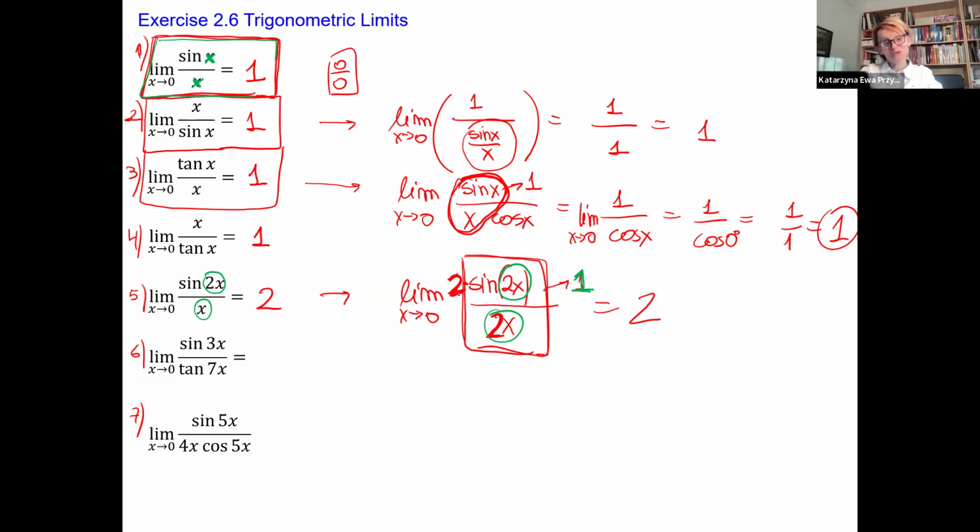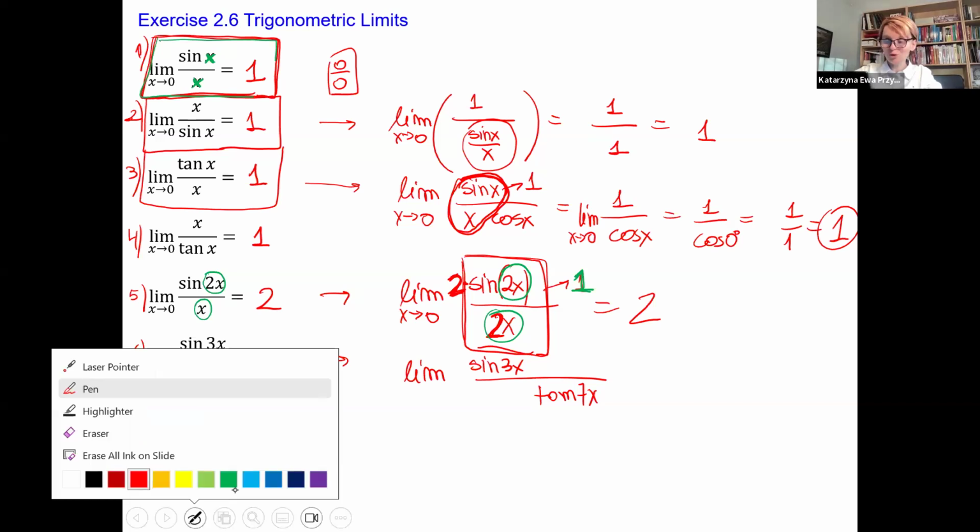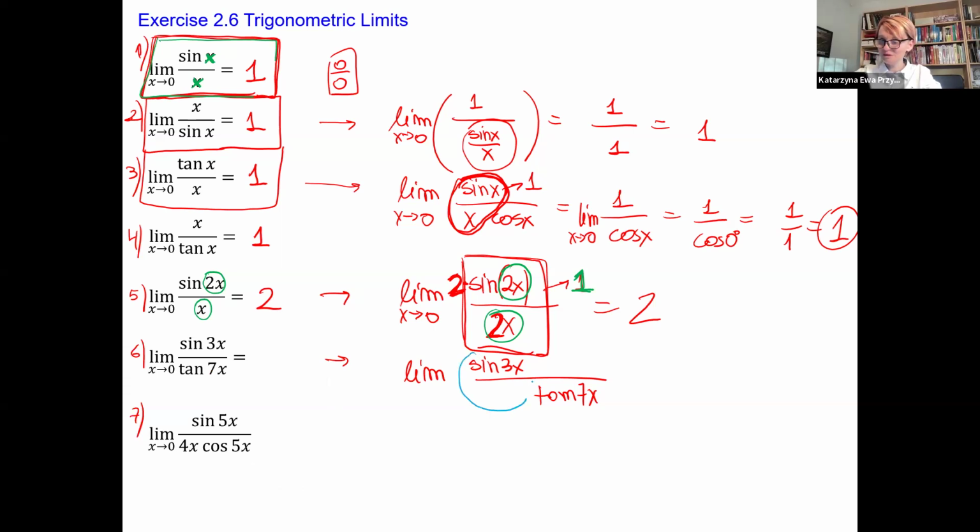Okay, what about number 6? We have sine of 3x and we have tangent of 7x. That's what we're missing in order to say that this limit is 1. We're actually missing the entire input, that argument, in order to say that limit is 1, of course, as x goes to 0. What is that angle? 3x? We're missing 3x. Then I can say this is 1.